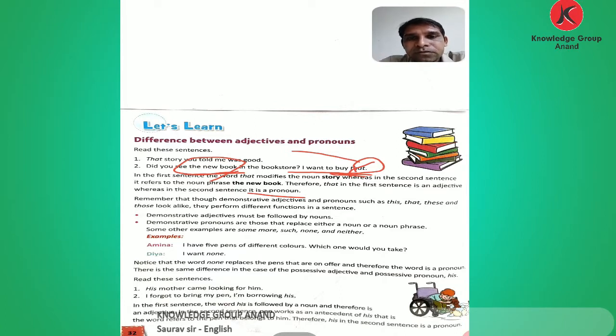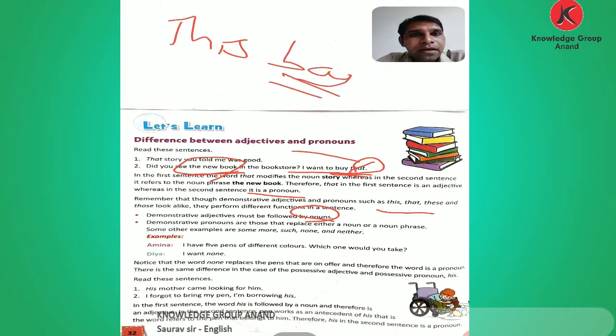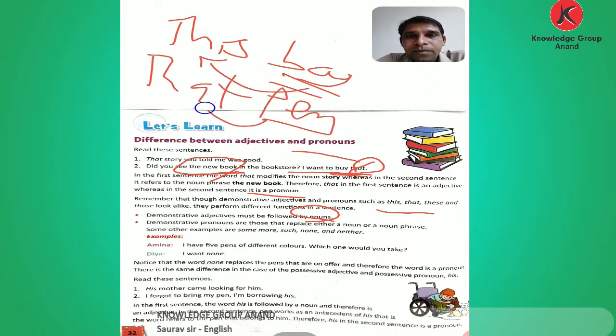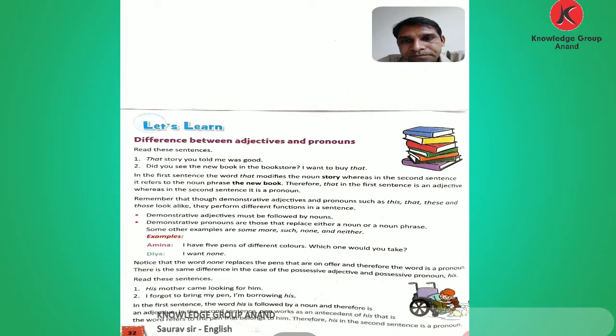Remember that though demonstrative adjectives and pronouns such as this, that, these, and those look alike, they perform different functions in a sentence. Demonstrative adjectives must be followed by nouns. Example: this bag. Given the bag, noun. Before that, this describes it. That pen. Pen is a noun. Before that, I use a demonstrative adjective. This is the difference.